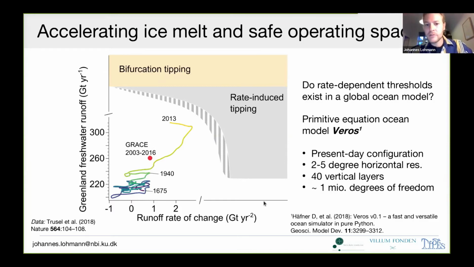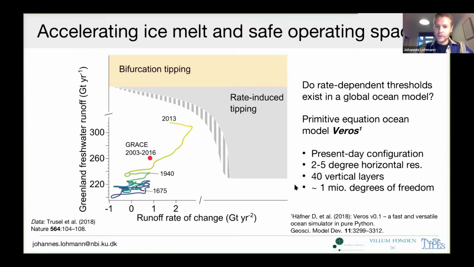Now what we try to do is to see whether we can see such a mechanism in a global ocean model. To do this, we use the VEROS ocean model, which has been developed by colleagues in our group, in a present-day configuration. It has 2 to 5 degrees horizontal resolution and 40 vertical layers. For climate modelers, this is pretty coarse resolution, but for dynamical systems experts, it's still a very large dynamical system with about 1 million degrees of freedom.